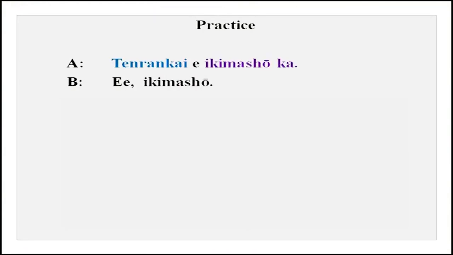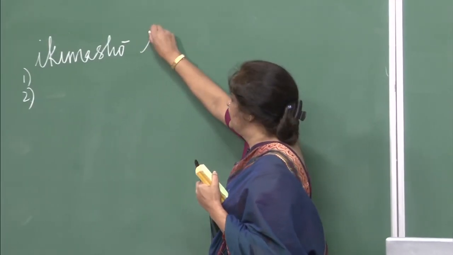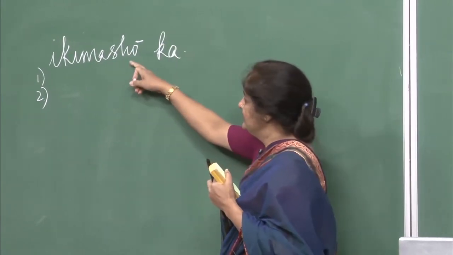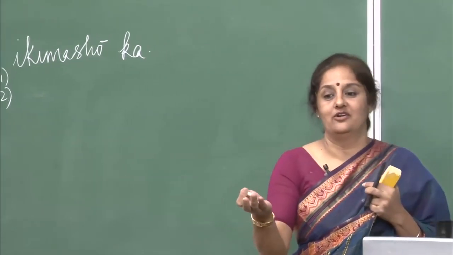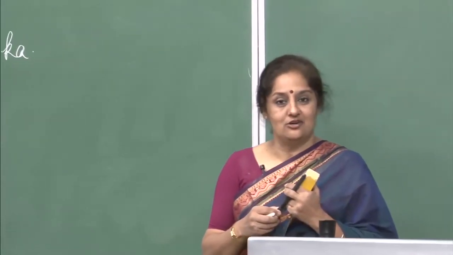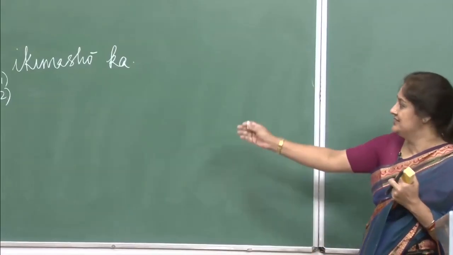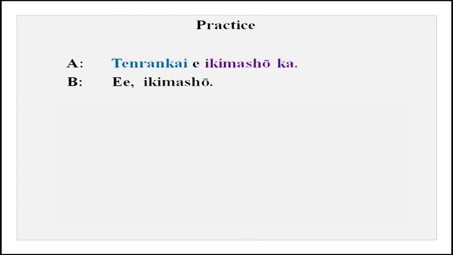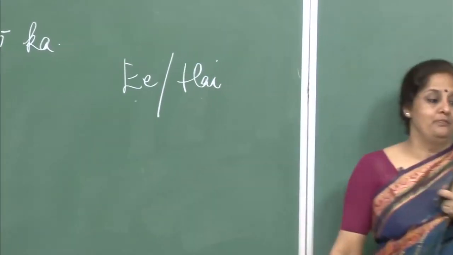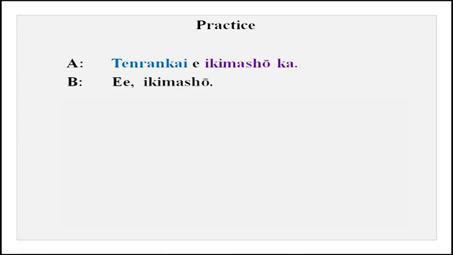Tenrankai e ikimashou ka. So, well, if you just put a ka over here, question word ka over here, it means shall we go. Now, you want the opinion of your partner, you are asking your partner and not deciding for your partner. So, it is shall we go instead of let's go. Tenrankai e ikimashou ka. E ikimashou is exactly hai actually, and ikimashou, yes, let's go. And you have tenrankai is an exhibition as we did last time.